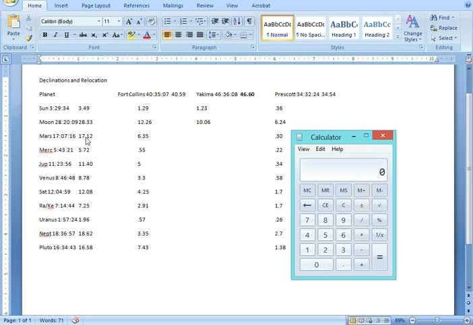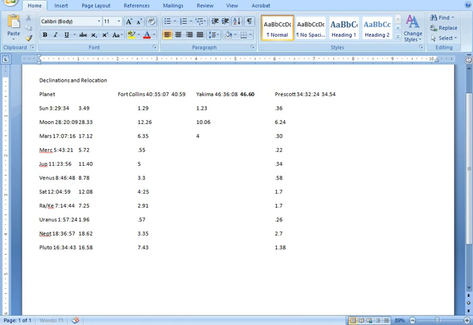Mars is at 17.12. If we go 2 times Mars's declination, 17 times 2 will give us about 34. We're going to be about 12 away. That's a lot. Yet if we go 3 times 17.12, that'll probably work better. 17.12 times 3 equals 51.36, minus the latitude of Yakima, 46.6, gives us 4.76.